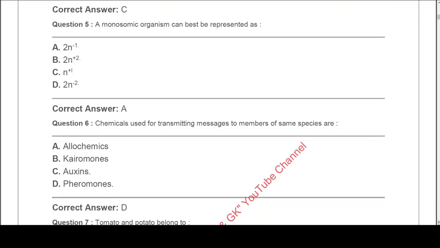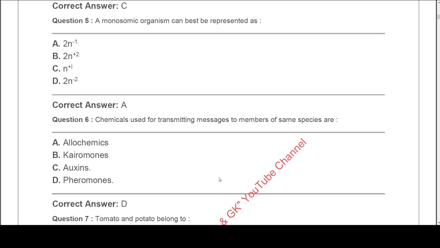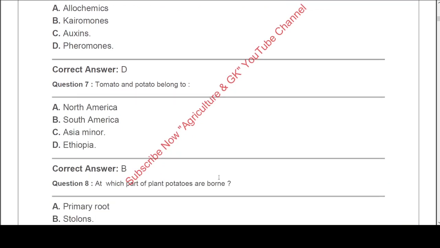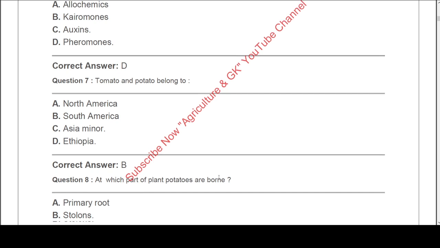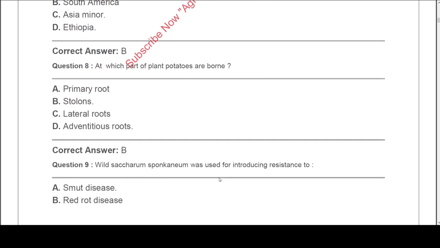Okay. Chemicals used for transmitting messages to the members of the same species are, option D, pheromones. I think most of you will be knowing this answer. Tomato and potato belong to option B, South America. Which part of the plant are potatoes borne on? It is borne on stolons.